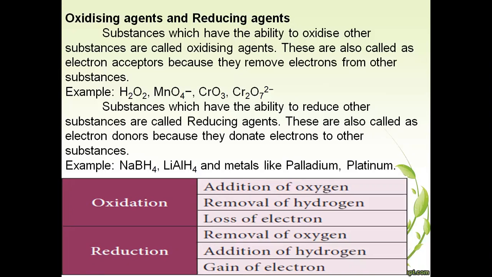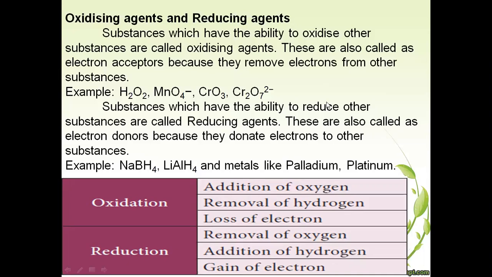So these oxidizing agents are called electron acceptors. The next one is reducing agents. Same, but with a small difference. Substances which have the ability to reduce other substances are called reducing agents. These are also called electron donors because they donate electrons to other substances. For example, NaBH4, LiAlH4, and metals like palladium and platinum.